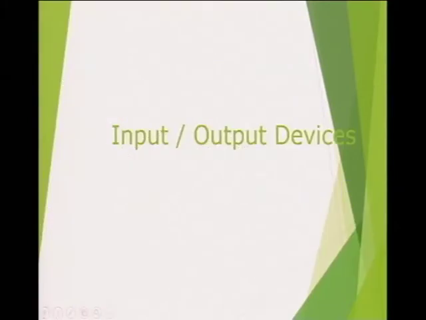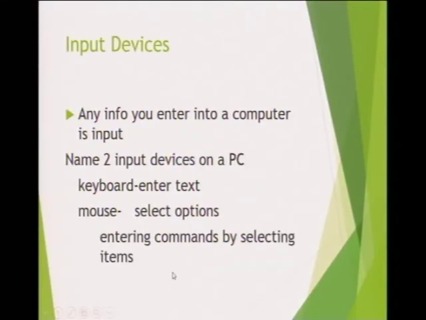Now there are some devices that we also need to learn about. There are input and output devices. The input devices are those that we use for any information that we enter into a computer. That is called an input. You can name any two input devices on a PC. For example, a keyboard, we enter text through a keyboard. A mouse, we select options. Those are two input devices. We use them to enter commands by selecting items.